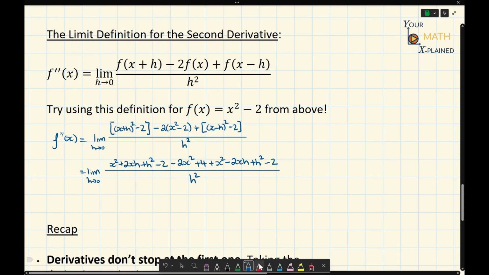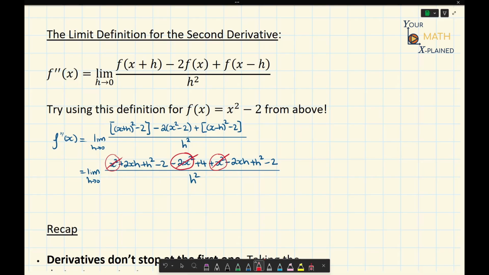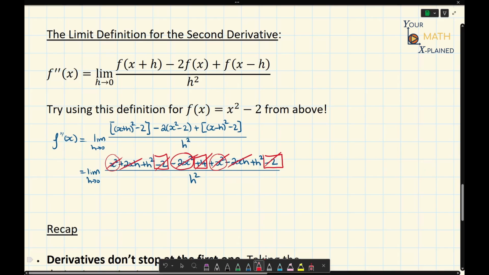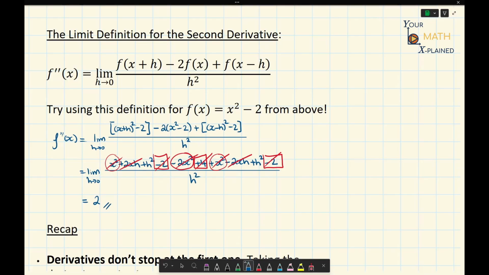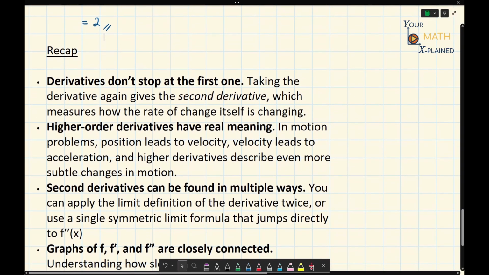And now we can see that there's going to be some cancellations on top. We have an x squared plus an x squared minus 2x squared. So that means these three are going to cancel out. We have a plus 2xh and a minus 2xh. And then we also have a minus 2 and a plus 4. So they get canceled to 0, which means we're only left with h squared plus h squared, which is 2h squared. And since 2h squared over h squared is just equal to 2, we get f double prime of x is equal to 2.